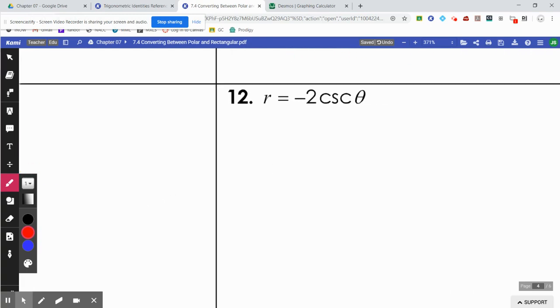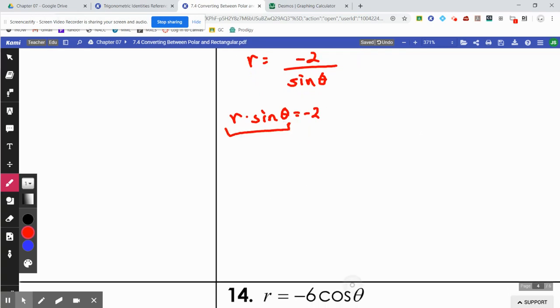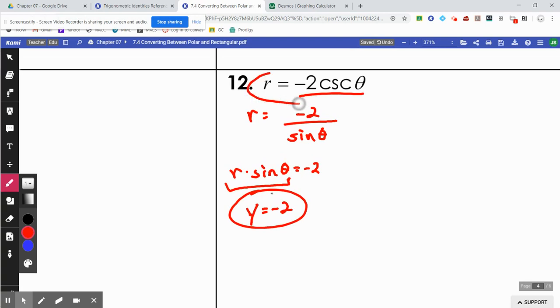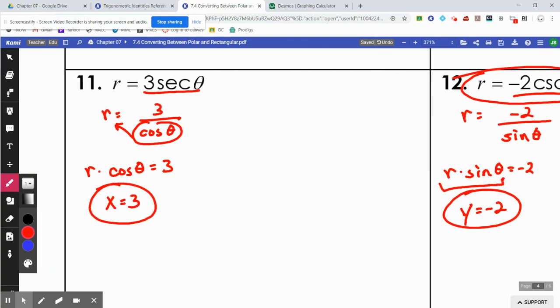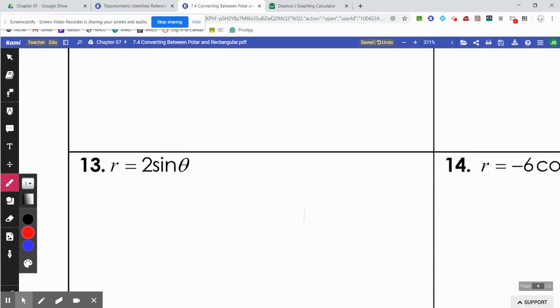This one's going to be done the exact same way. r is equal to negative 2 over, when you bring the cosecant to the bottom, it becomes a sine. So therefore, multiply both sides by sine, you get r times sine theta is negative 2. r sine theta is equal to y. y equals negative 2. This would be a horizontal line if you graphed it. I didn't tell you, but this last one would have been a vertical line had you graphed it.